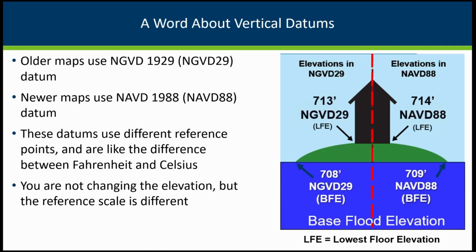And a bit more about that datum. Most older maps are in NGVD 29 datum, and newer maps are in NAVD 88 datum. And these datums, they just use different reference points, and they're like the difference between Fahrenheit and Celsius. You're not changing the elevation, but the scale is different. So this example here in NGVD 29, it's at the elevation 713, but in NAVD 88, it's at 714, even though we haven't changed the location of the building.